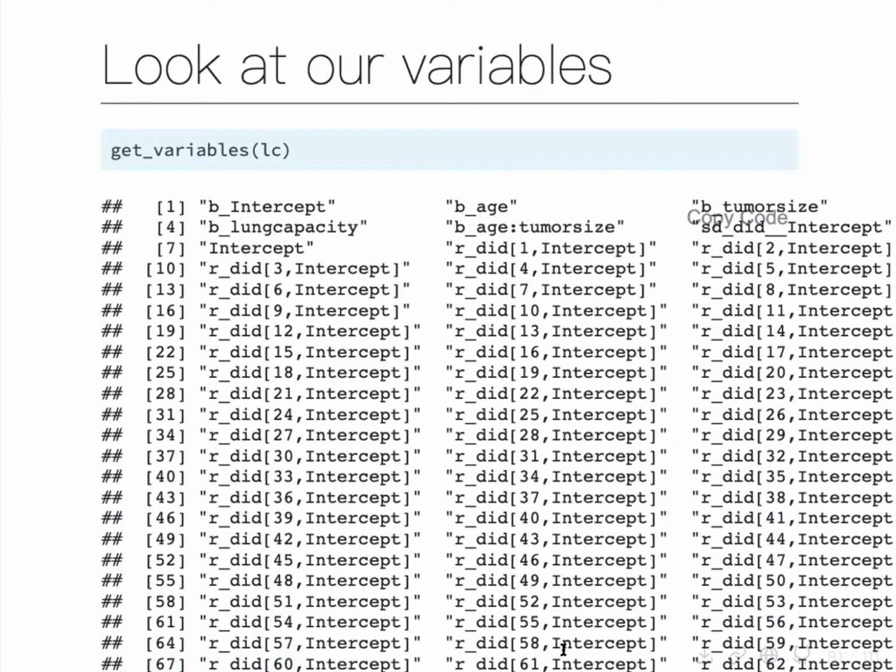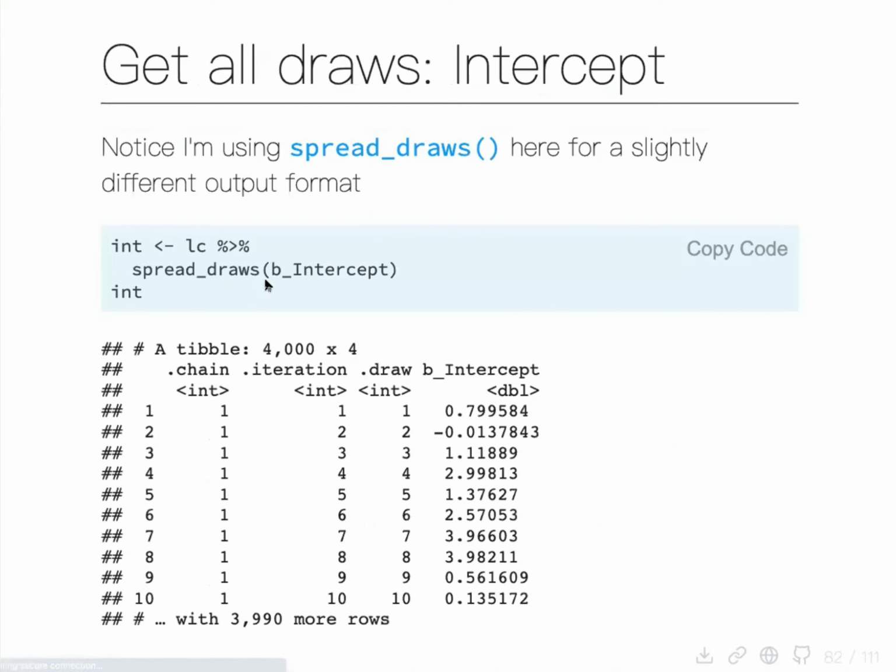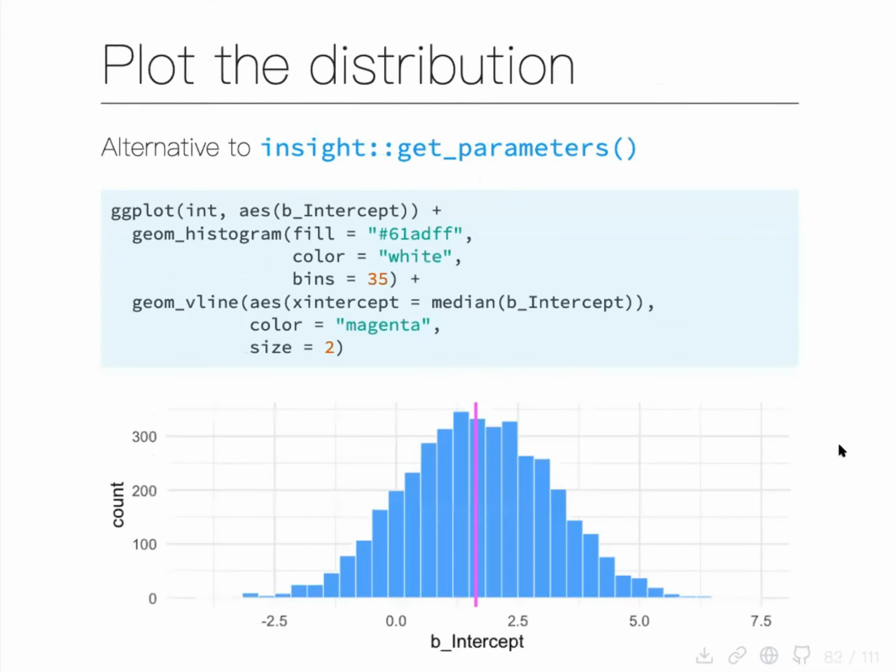We can look at our variables again. So we have our DID now, right? And I'm going to get all the draws from the intercept. So I'm going to say spread draws. Oh, this is just for the intercept. So this is an alternative way. I'm going to skip past this quick because I want to get to the next part. This is an alternative to insight get parameters, just plotting our posterior distribution for the intercept.